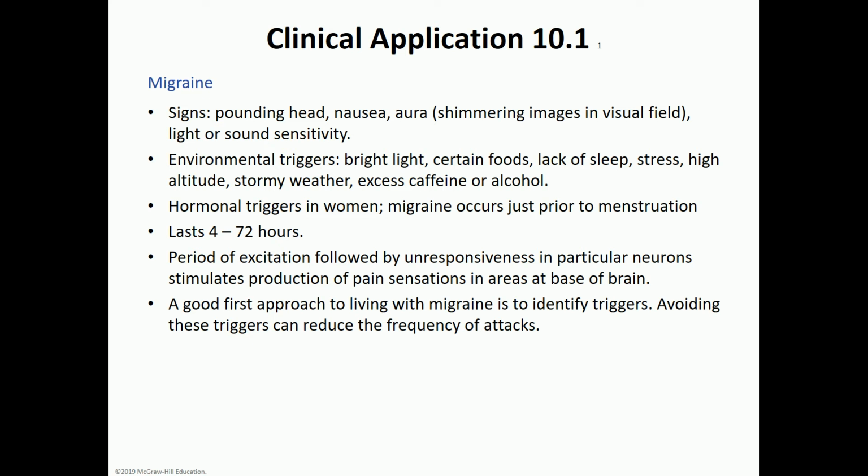There are some environmental triggers. Okay, so sometimes being exposed to bright light or certain foods like chocolate, lack of sleep, stress, being in high altitudes, stormy weather, or too much caffeine or too much alcohol. Sometimes these are triggers for migraines.